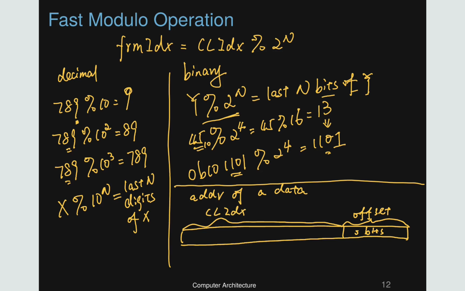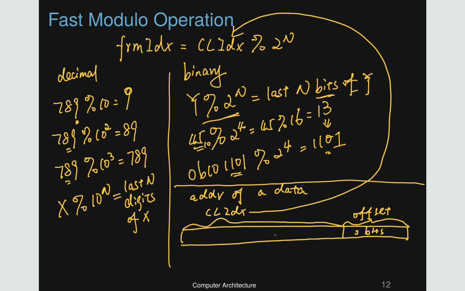And to compute which cache line is supposed to store this data, all we need to do is take this cache line index here, the first few bits of this address, and do a modulo operation. And as we have discussed, the modulo operation effectively equals extracting the last n bits off.